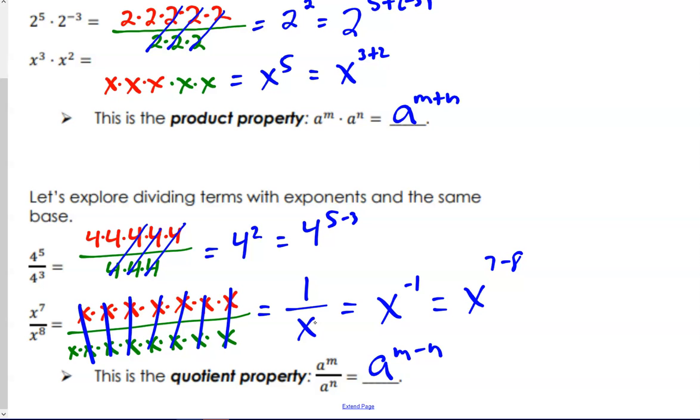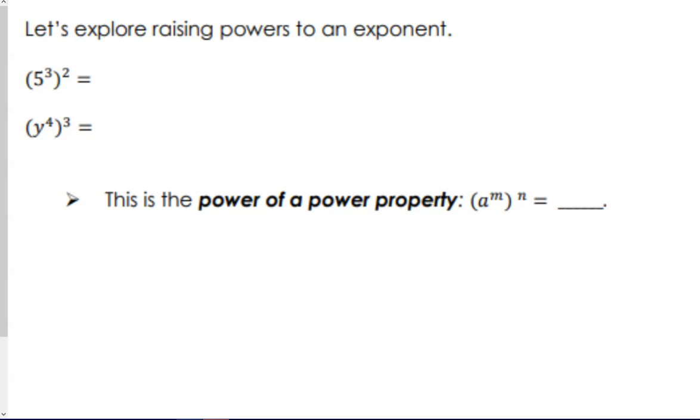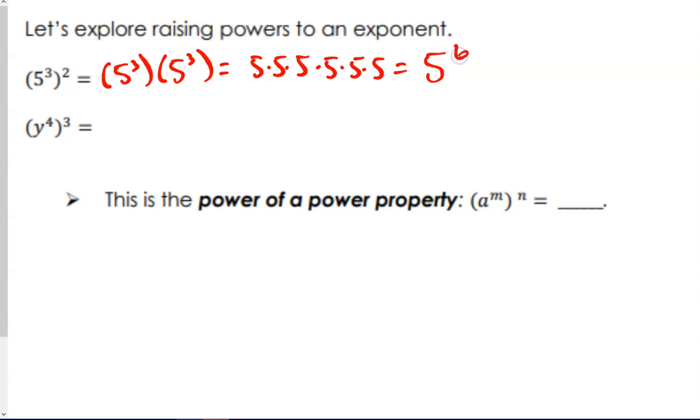All right. Our next one. Looks like we only have one base this time, but I have 2 exponents. So I have a power to a power happening here. All right, well, 5 cubed raised to the power of 2, that means I have 2 5 cubes. A power of 2 means it's being multiplied to itself twice. Okay, so I have 5 written out 3 times, and I have it twice. So how many do I have? I have 6 total. Okay, so how did 3 and 2 get written as a 6?